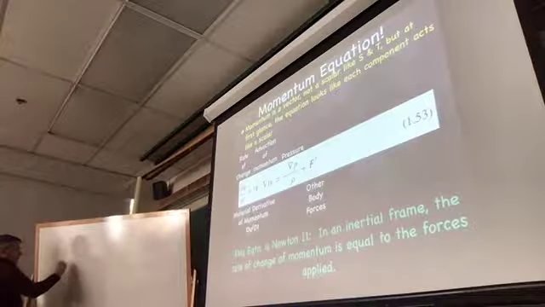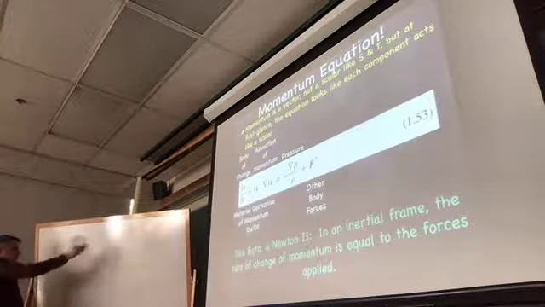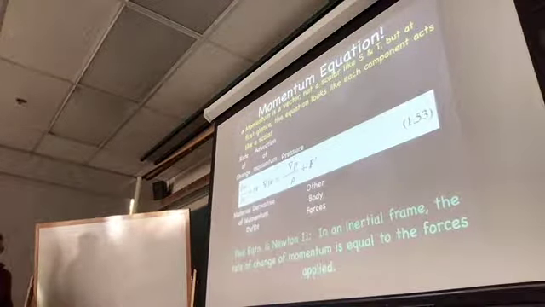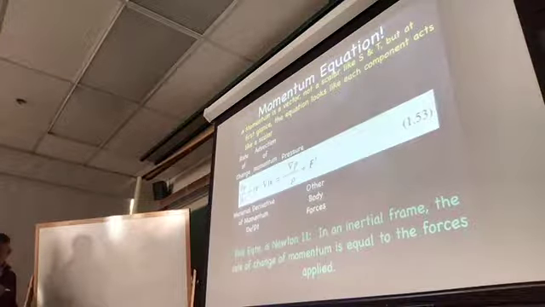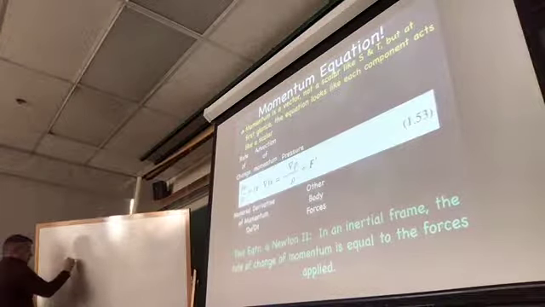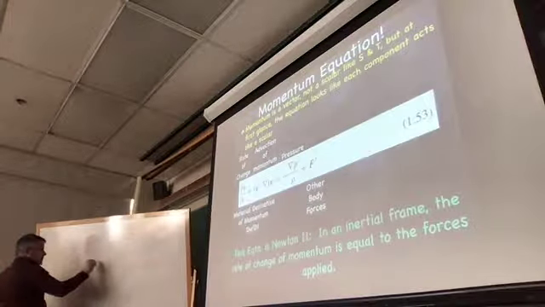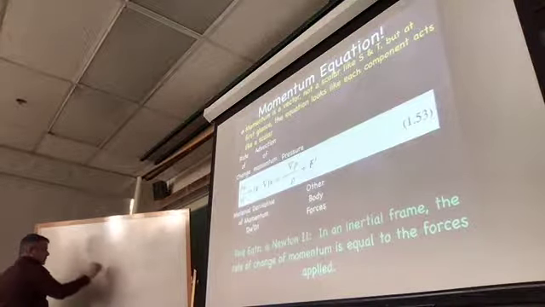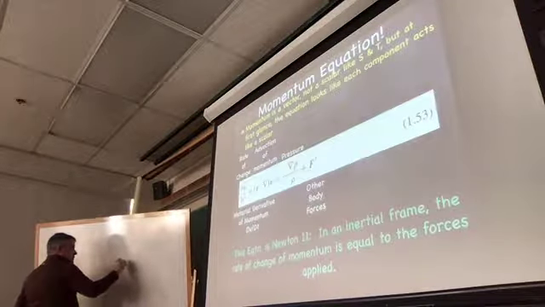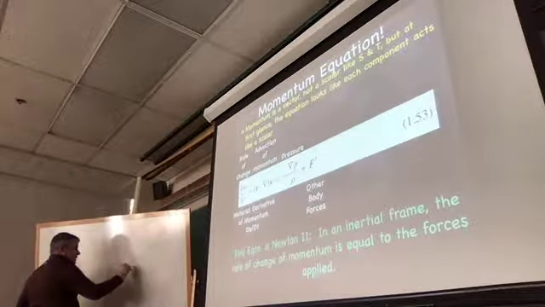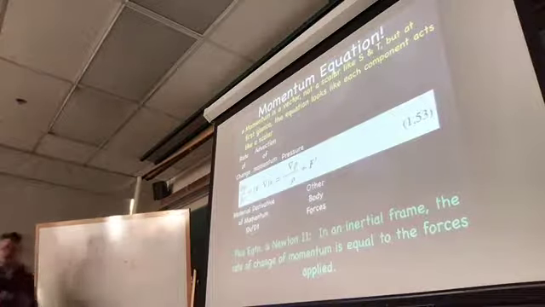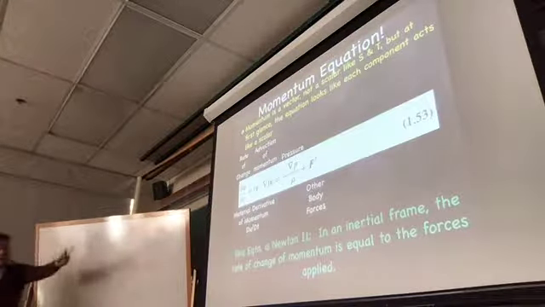Right? So it's going to be u velocity dotted into what? Partial with respect to x plus v velocity partial with respect to y plus w velocity partial with respect to z. Okay, that's the v dot grad part.